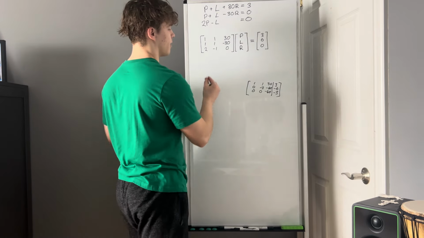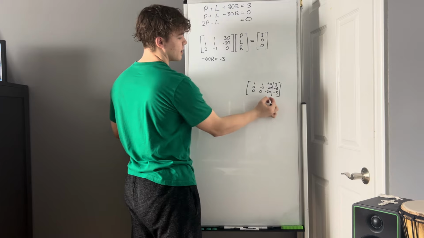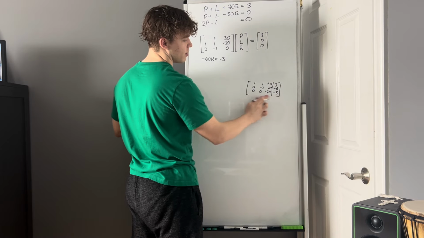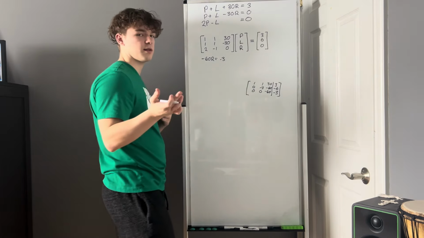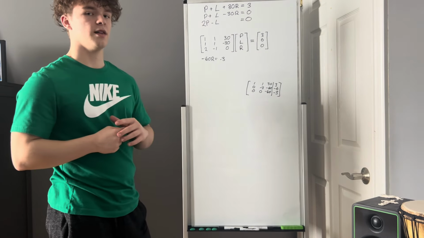So let's solve for r. Negative 60r equals minus 3. We get that just from down here. Since we have all zeros, we can just solve for this. And so that's the magic of this. And by the way, this is called Gaussian Elimination.